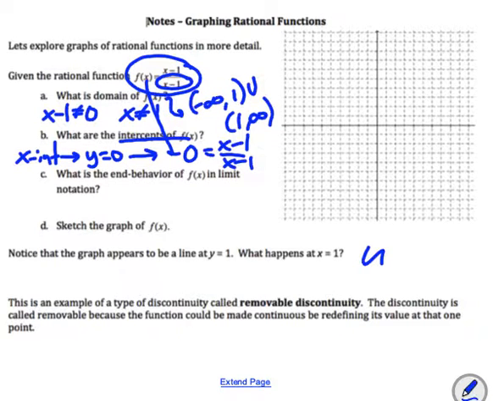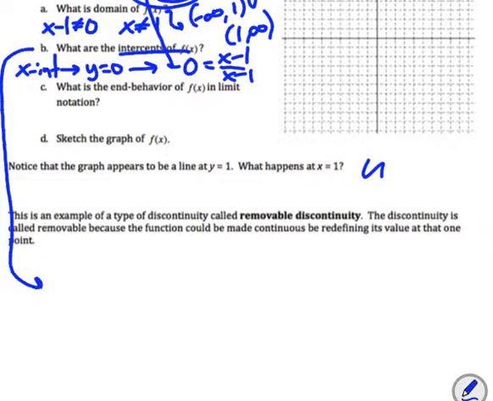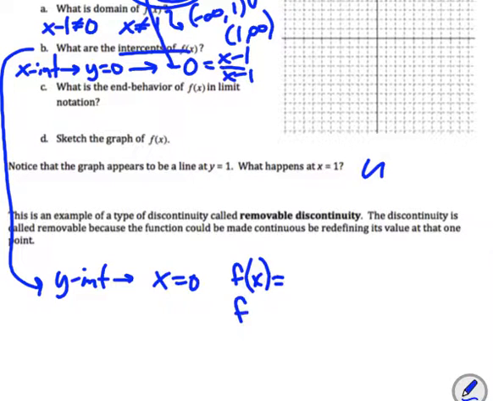I'm running out of space here, so let's try bringing this down just a little bit. And so if I want to find my y-intercept, remember that the y-intercept can always be found when the x value is equal to 0. So I can use the function here, technically f of 0, and plug that into the equation. It's 0 minus 1 over 0 minus 1. Negative 1 divided by negative 1 is 1. And so my y-intercept really just becomes the point (0, 1).